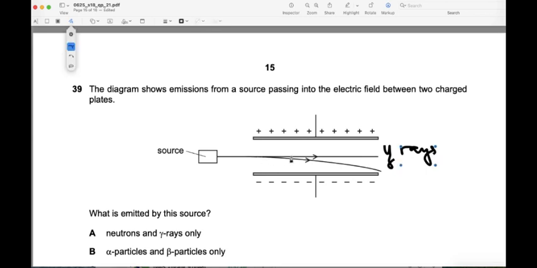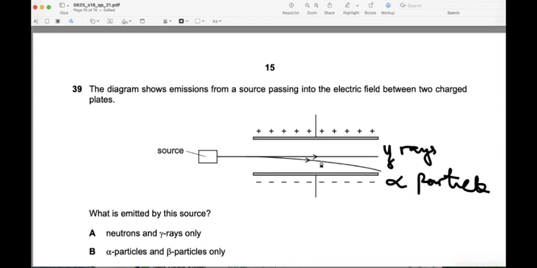The one that is deflected to the negative plate is called the alpha. This is the symbol of alpha. It's called the alpha particle. Alpha is not called a ray, it's called a particle. Alpha and beta are called particles. Only gamma we call a ray.